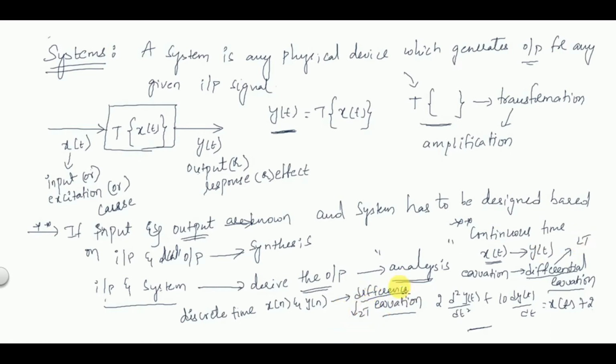Okay, so difference equation, any equation which relates input and output of a system in discrete time is called a difference equation. It will be of this form, like y of n minus 1 plus 2 into y of n minus 2 is equal to x of n plus 2 into x of n minus 1. So this is called a difference equation. Okay, so this is a differential equation. Okay, so next we'll see classification of systems.